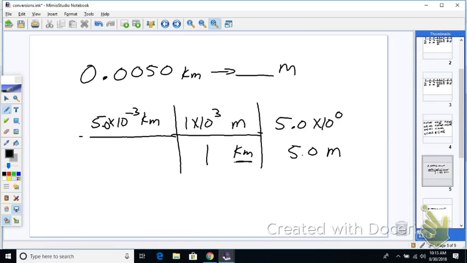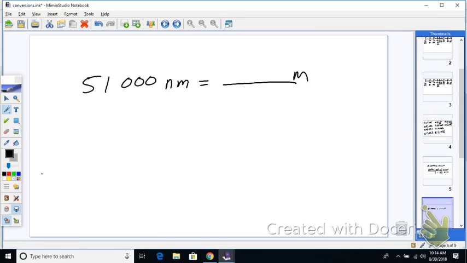If you don't put this in scientific notation, and everybody should know how to do that, it becomes where you got to plug it in on your calculator. Then you got to take 0.0050 times 1,000. If you want to do that, that's up to you. Hopefully, you get comfortable doing some of these problems, and you don't have to worry about that.